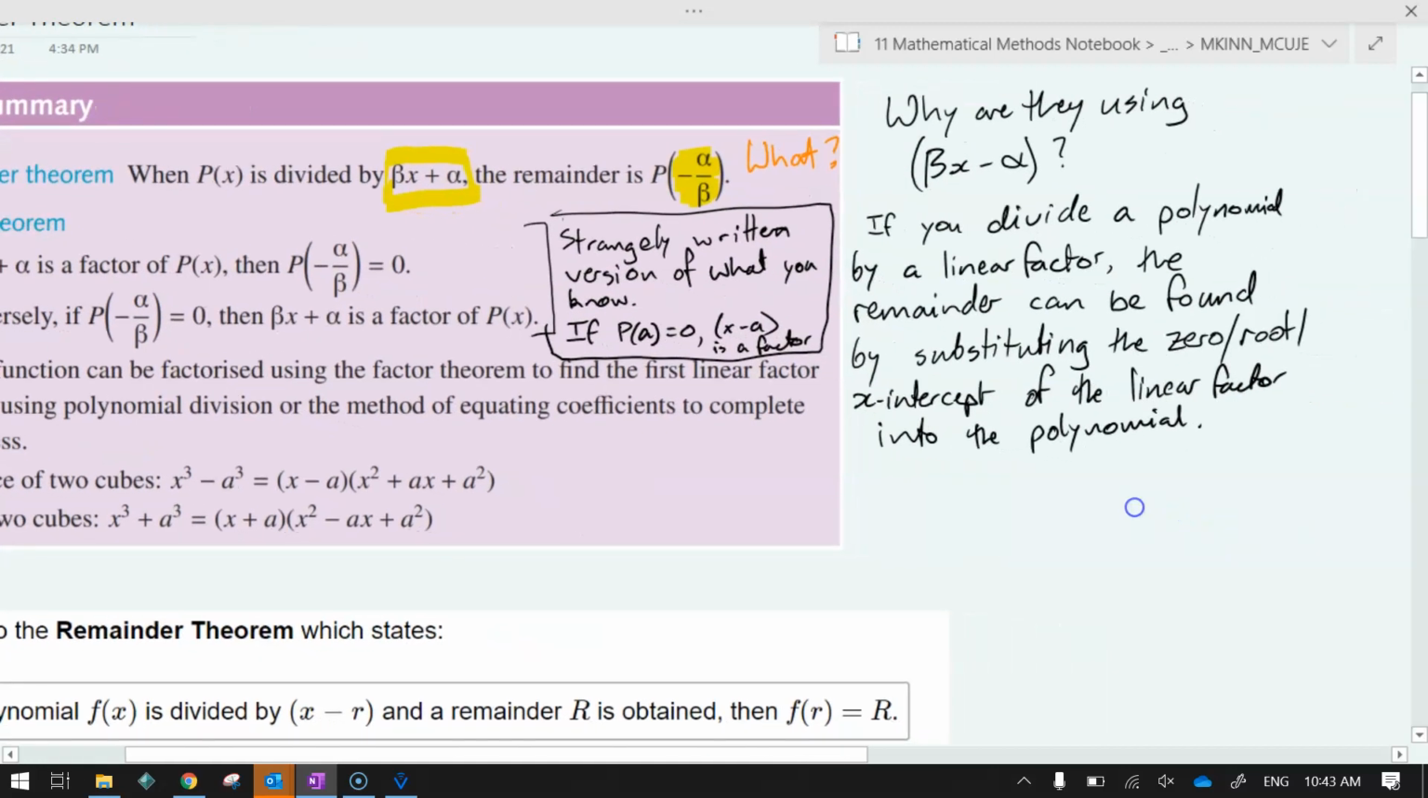I've tried to explain it in words that I think make a little bit more sense over here on the right. If you divide by a linear factor, the remainder can be found by substituting in the 0, the root, or the x-intercept of the linear factor. So usually we've been doing x minus 4. If I want to find the remainder from that, I substitute in 4 because 4 is what makes that bracket 0. Well, when you've got more complicated brackets, the same thing applies.